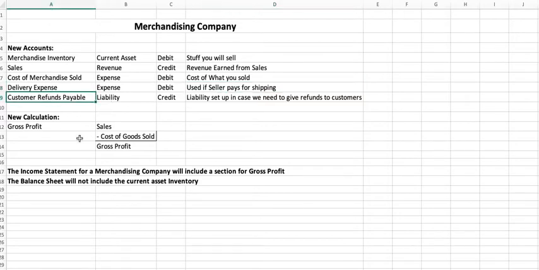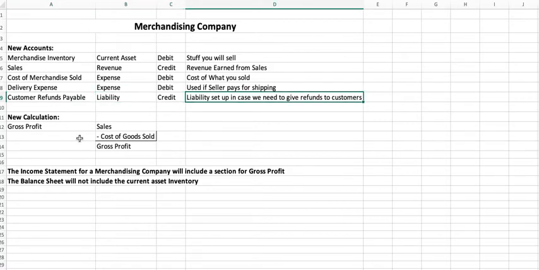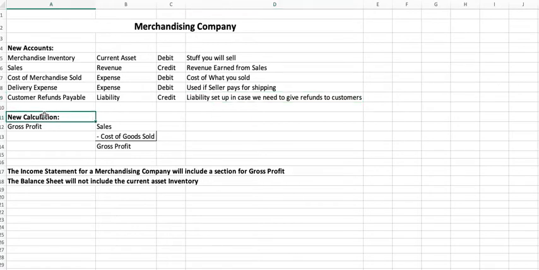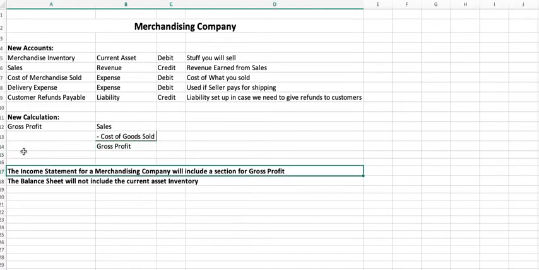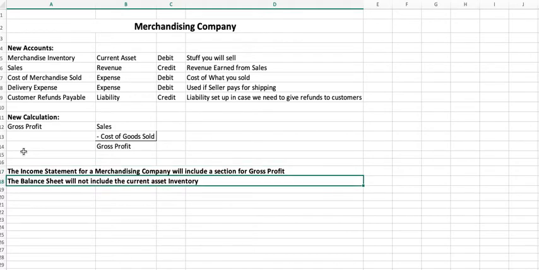Customer refunds payable is a liability account with a credit balance, and that is a liability that you set up in case you need to give refunds to customers. We also have a new calculation. It's called gross profit. The formula for gross profit is sales minus the cost of goods sold equals gross profit. The income statement for a merchandising company will include a section at the top for gross profit. Also, the balance sheet will include a current asset called inventory.